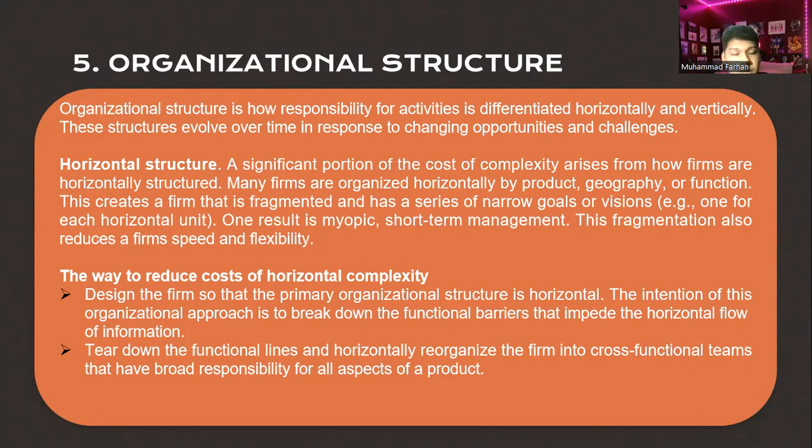The way to reduce the cost of horizontal complexity is to design the firm so that the primary organizational structure is horizontal. The intention of this organizational approach is to break down the functional barriers that impede the horizontal flow of information. And the last, third, break down functional lines and horizontally reorganize the firm into cross-functional teams that have broad responsibility for all aspects of a product.